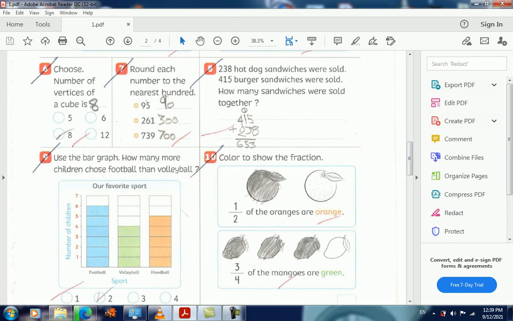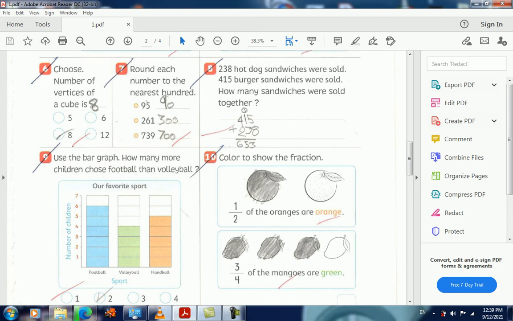Choose number of vertices of a cube. So what is the number of the vertices of a cube? The cube is all about squares, and it has 6 squares, and they all end up in points, so there are 8 vertices for a cube.